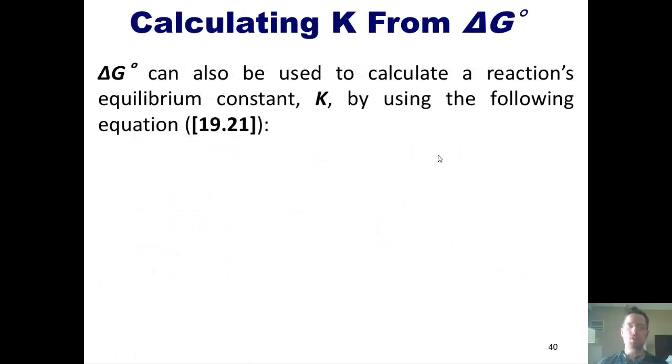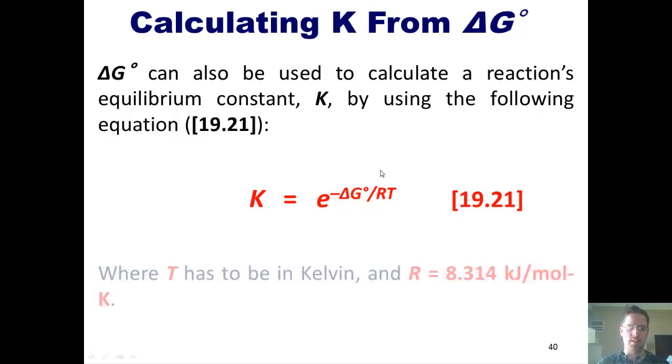Delta G can also be used to calculate a reaction's equilibrium constant, K, by using the following equation, which is 19.21 from our book. K equals e raised to the minus delta G divided by RT, where T has to be in Kelvin and R equals 8.314 kilojoules per mole Kelvin.